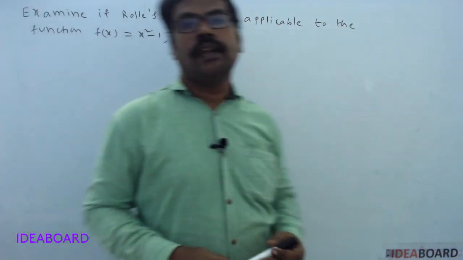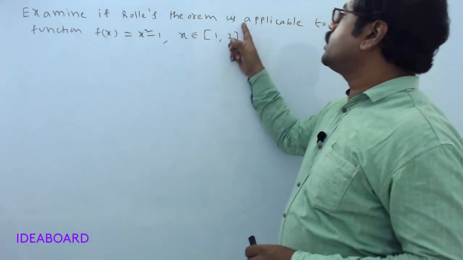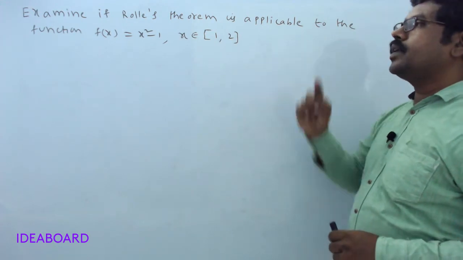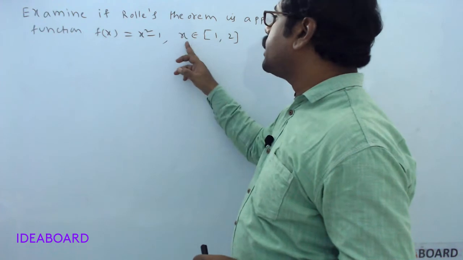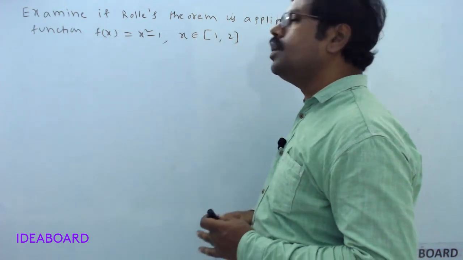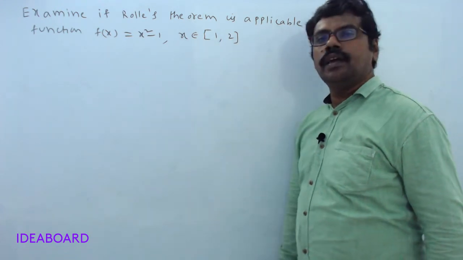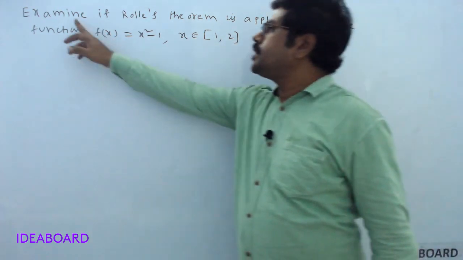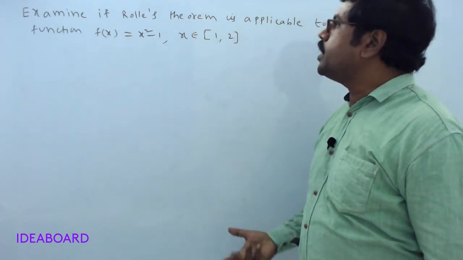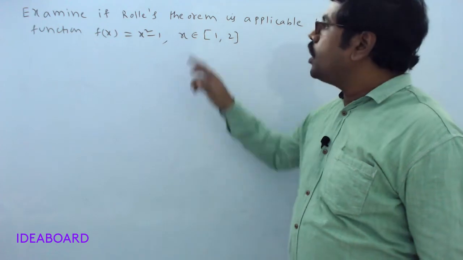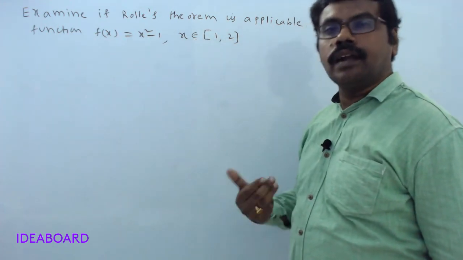Now come to another question on Rolle's theorem. Examine if Rolle's theorem is applicable to the given function f of x equal to x square minus 1, x belongs to closed interval 1 comma 2. Now first observe the meaning of the statement of the problem. Examine if Rolle's theorem is applicable to the function. It means you have to check whether Rolle's theorem is applicable to this function or not.